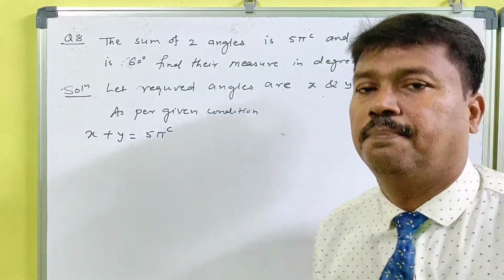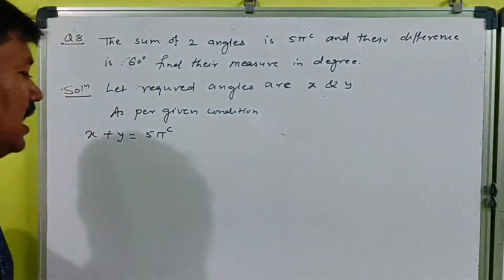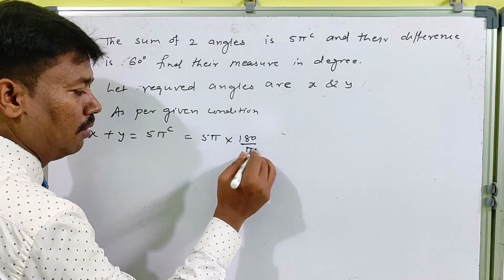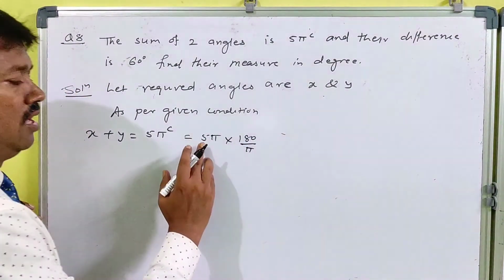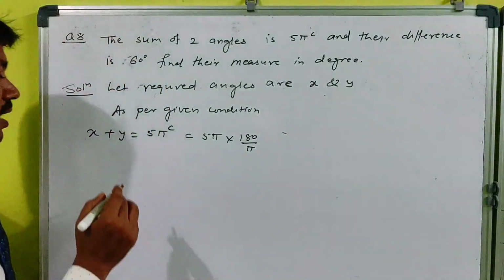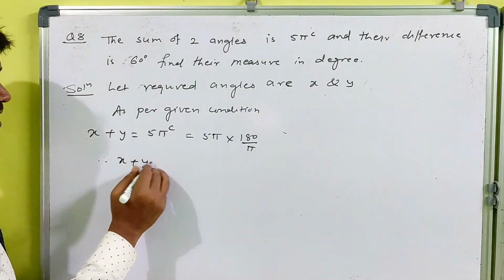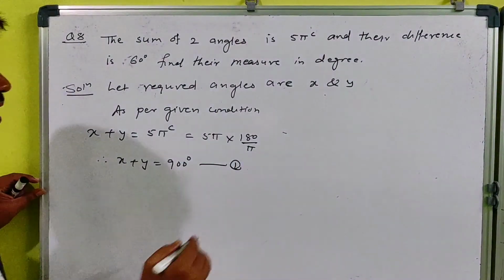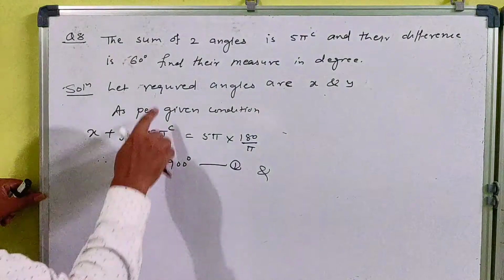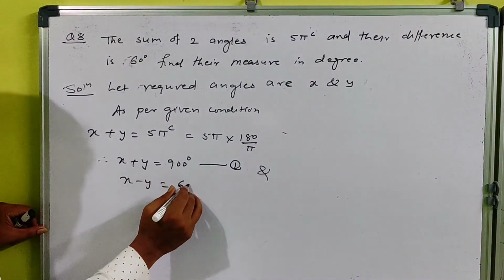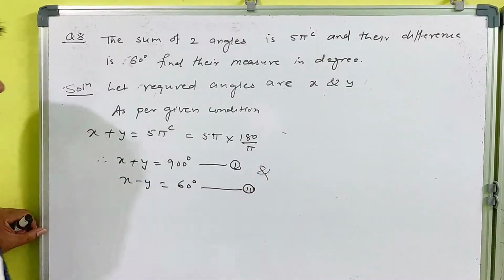Now you convert 5 pi into degree. So what is that? Which is nothing but 5 pi into 180 upon pi. Pi cancels. So what is that? 180 into 5, that is 900. क्या आएगा? 900. Therefore, x plus y is equal to 900 degree. That's the first equation. And another equation here is their difference is given as 60 degree. So x minus y is equal to 60 degree.